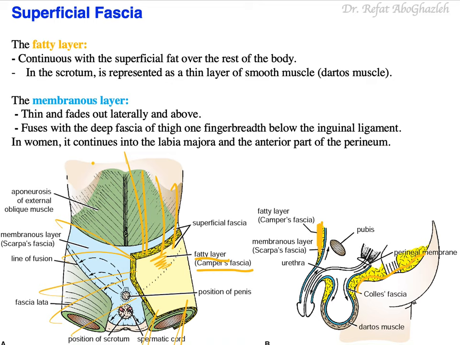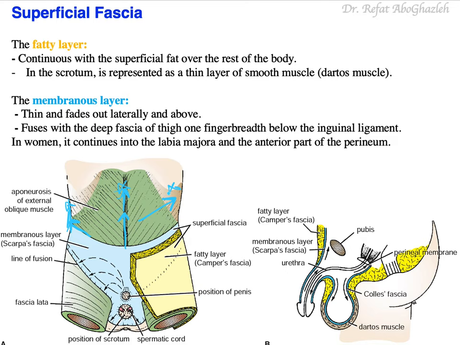Now, what about the membranous layer? This is the membranous layer in blue, guys. There are a couple of things here. First of all, it's thin, and when it goes up and laterally, it fades out. This is the first thing. The second thing, this is up and laterally, yes, it fades out.